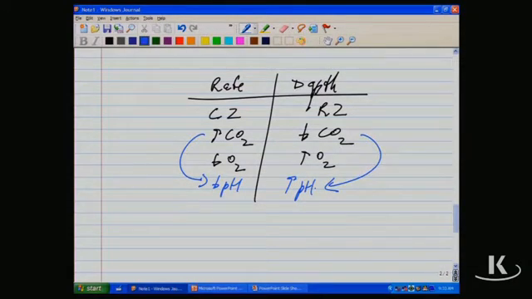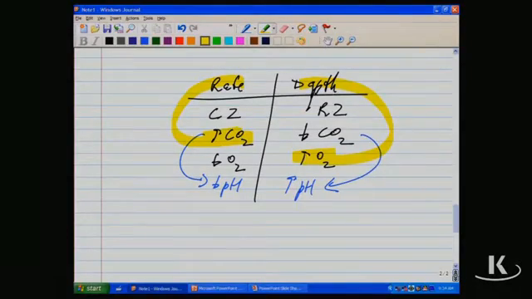So therefore, we can develop a sort of mantra where we say, rate is to carbon dioxide as depth is to oxygen. That's a good guideline. Can you say that for me?